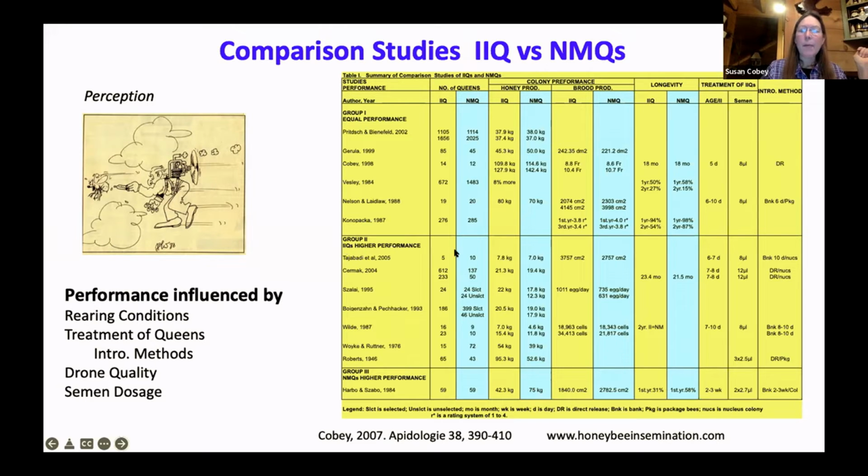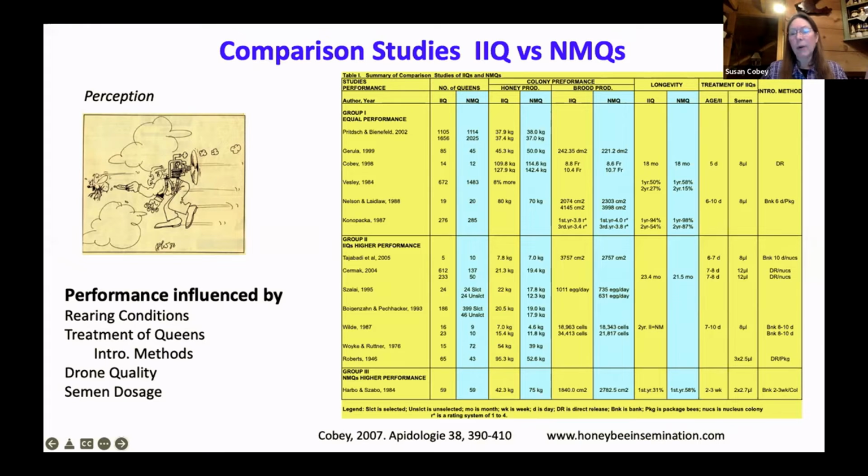Group 2 is high performance of inseminated queens, and that's really based on selection. And then the study down here by Harbo is the natural mated queens had a higher performance. And the big difference between that, if I lump all these studies and look at how these queens were treated in terms of the age the queens were inseminated, the amount of semen they were given, and the introduction methods. These queens were between 5 and 10 days, which is that window of time when a queen naturally mates. If you get really bad weather, after 2-3 weeks, those queens don't mate well.